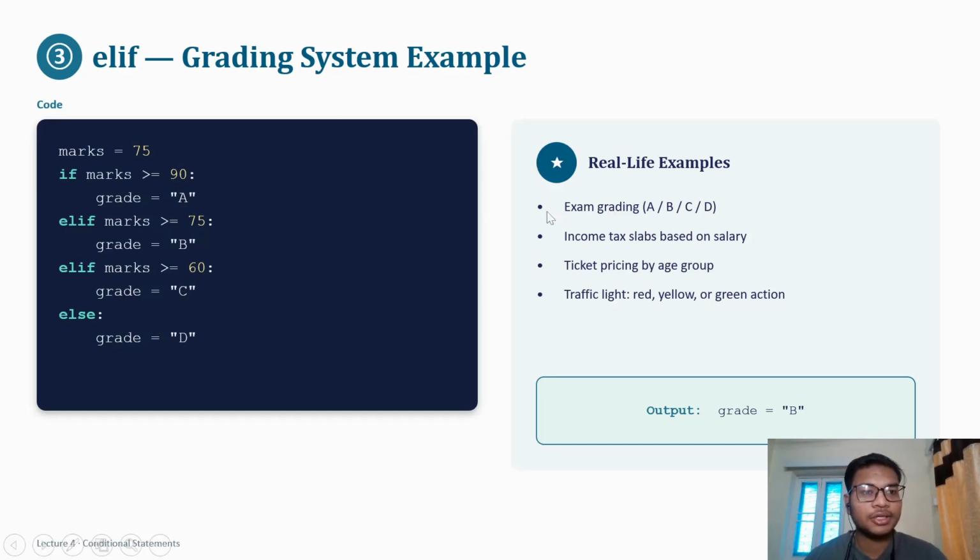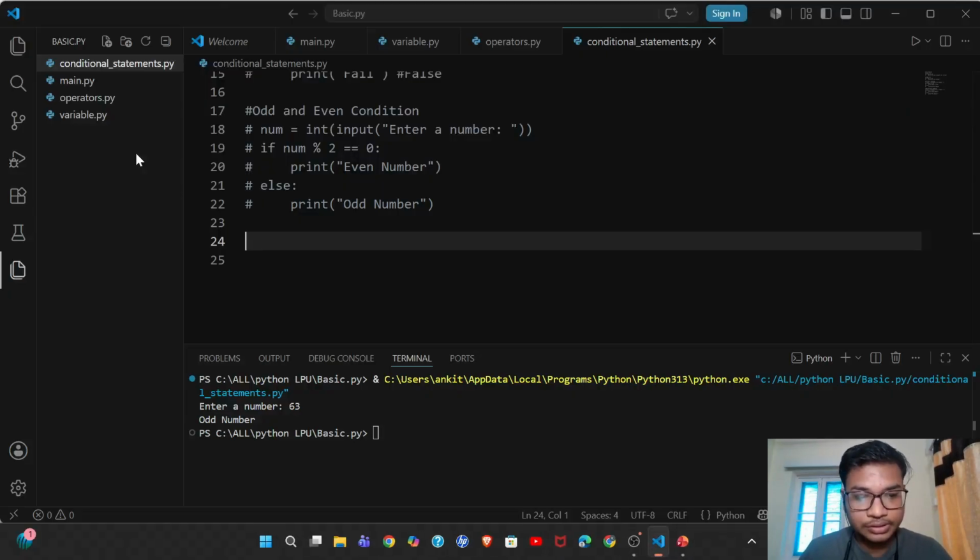Let's begin with the elif statement code. This is one of the most important codes here: the elif grading system example, and the code is like this. Marks equal to 75, and if marks is greater than or equal to 90, then print grade equal to E, correct? And if marks is greater than or equal to 75, then print grade equal to B. If marks is greater than or equal to 60, print grade equal to C, and else grade equal to D. So let's do this code in VS Code with the elif statement.